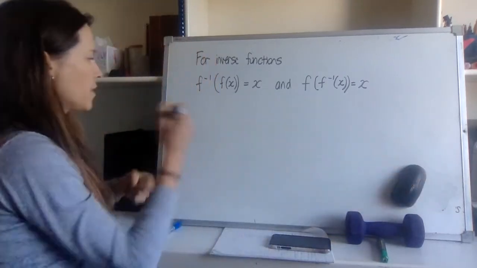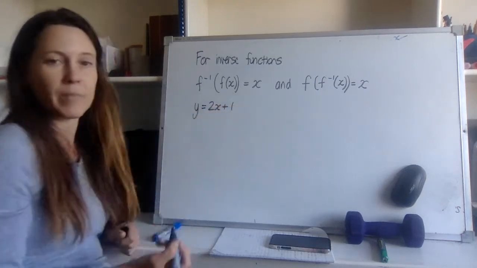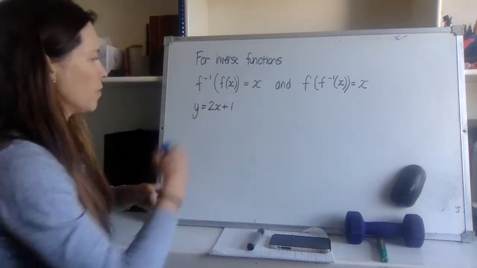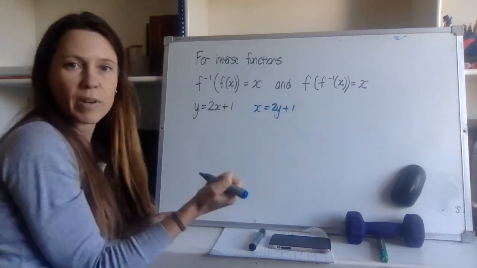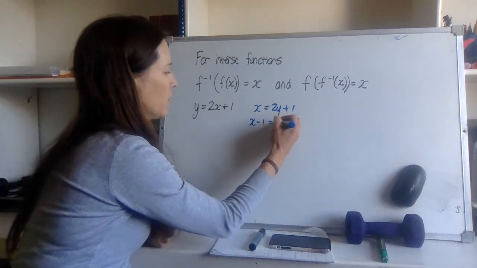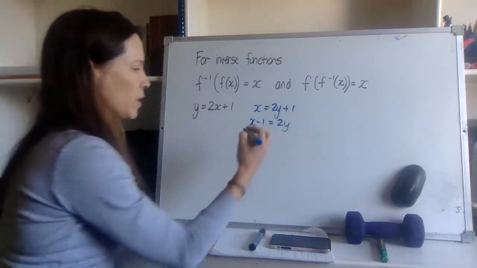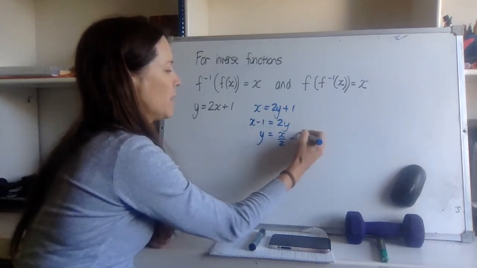Let's just take a nice simple function. How about something like a nice easy straight line? And let's create the inverse by saying let's swap the x's and the y's. And now let's rearrange it so that the y is the subject. So if I subtract 1 from both sides and then divide both sides by 2, I'll get a y here, and I'll get half x minus a half.